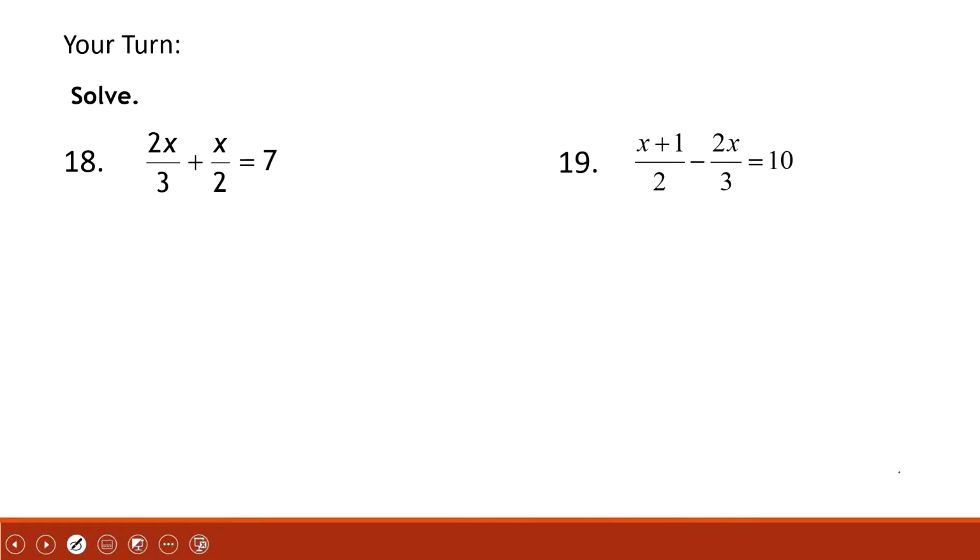So again, some for you. Figure out what the least common multiple is, multiply everything by that least common multiple, solve the equation, plug your answer into edpuzzle.com, and then come back and check your work.